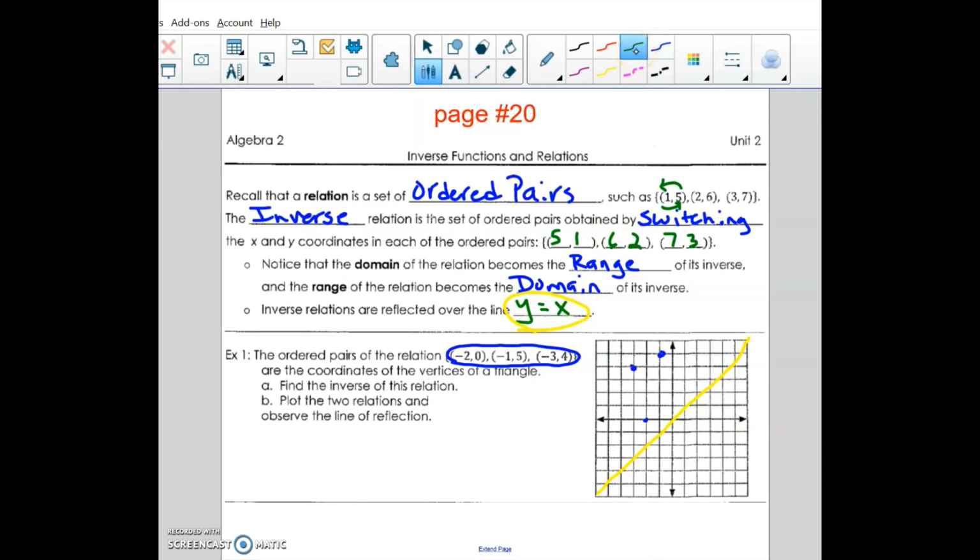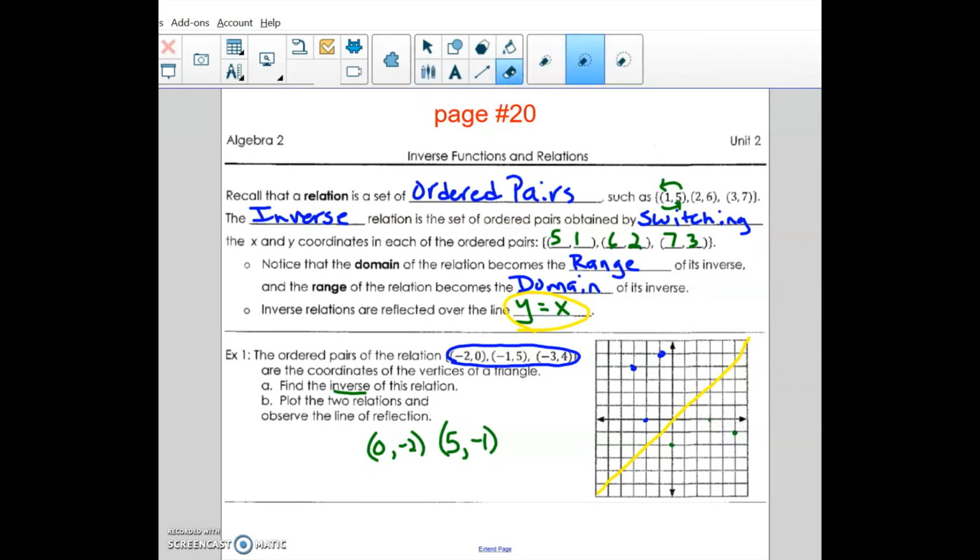So I'm going to take and do the inverse in green. So it says find the inverse. So that would be (0, -2). I'll plot that. (0, -2). (5, -1). 1, 2, 3, 4, 1, 2, 3, 4, 5, -1. And the last one will be (4, -3). So 1, 2, 3, 4, 1, 2, 3.